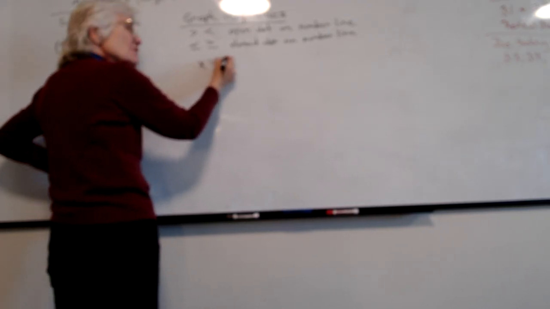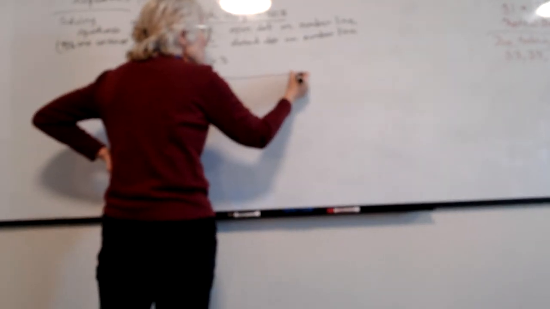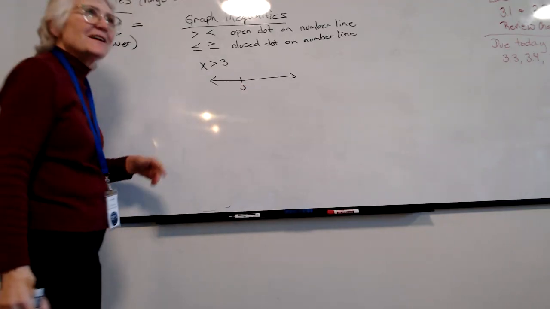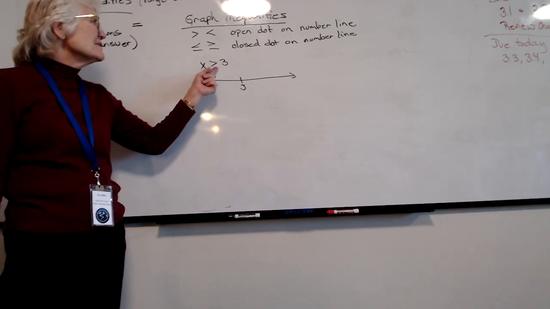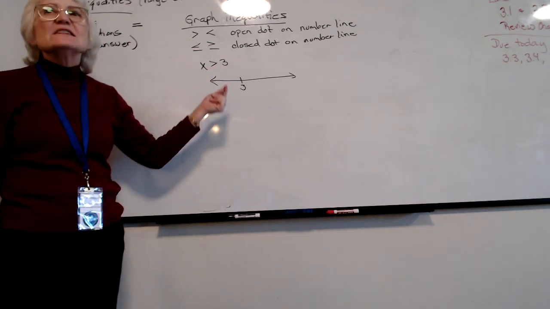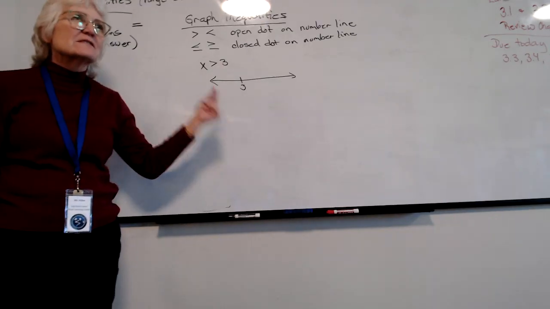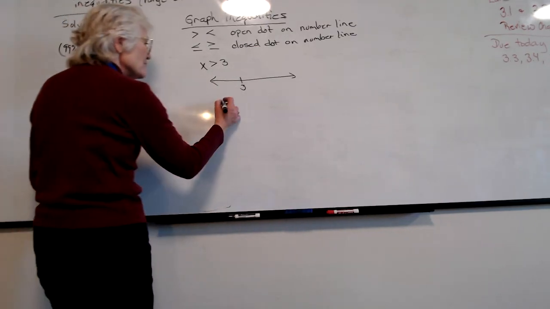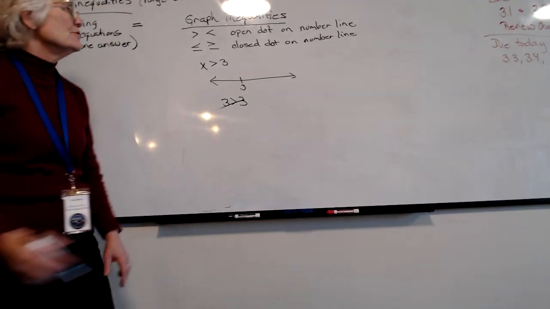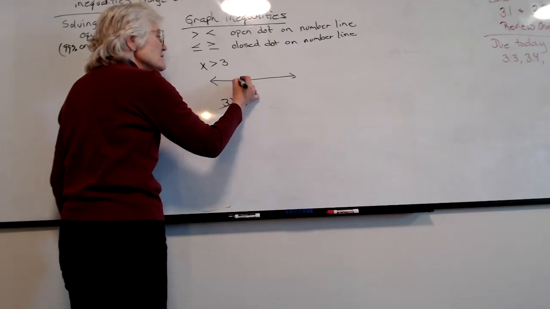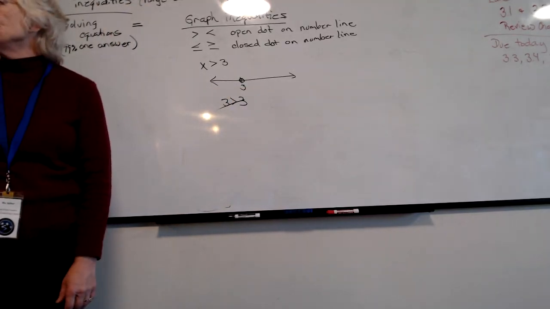So an example, x is greater than 3. So here's my number line. I'm very picky. 3 is your boundary, okay? 3 is the number I got to be greater than. So it says x is greater than 3. It does not include 3 because 3 is not greater than 3. This is not a true statement. That is untrue. Since it's not true, you put an open dot on the 3, okay?